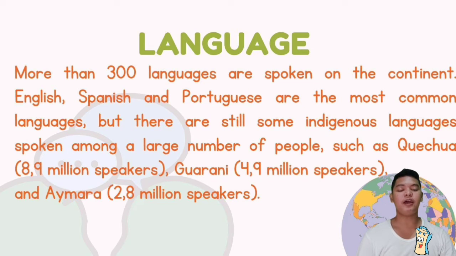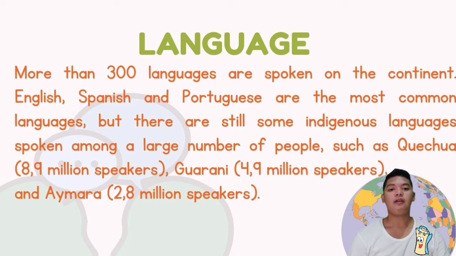But there are still some indigenous languages spoken by a larger number of people, such as Quechua, which has 8 to 9 million speakers, Guarani, which has 4 to 9 million speakers, and Aymara, which has 2 to 8 million speakers. Quechua is most commonly spoken in the southern and central highland areas of Peru. Around 13% of Peruvians speak Quechua as their mother tongue, and the Inca legacy means the area around Cusco still has the highest number of Quechua speakers, with 46% of people speaking the language.